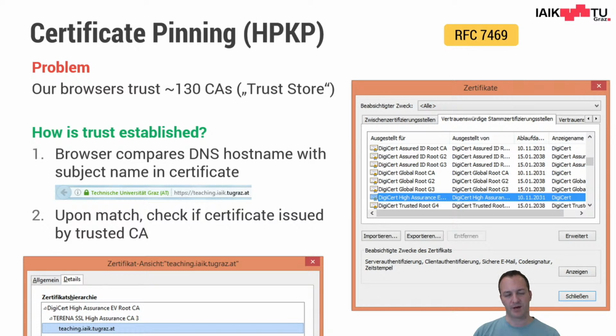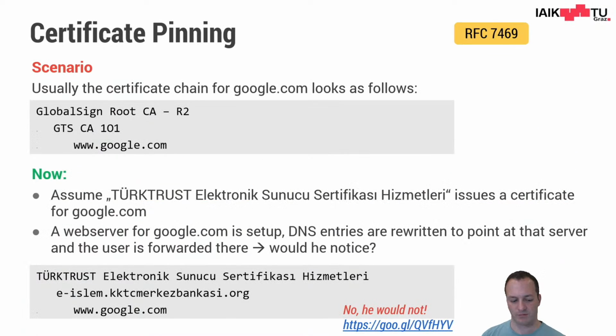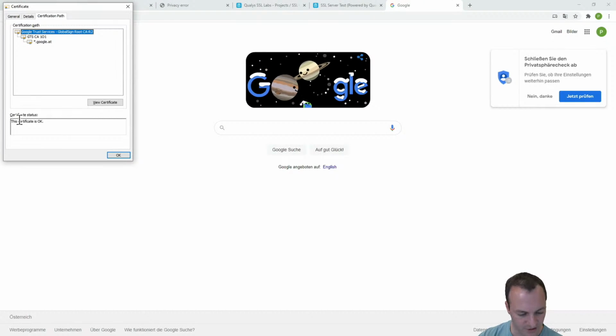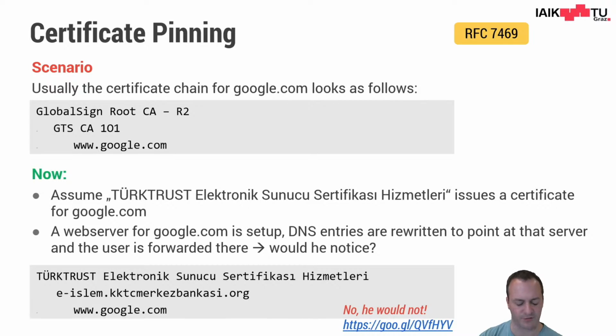And remember what we had at the very beginning of this lecture. First, the browser compares if the hostname you just called matches the name it sees in the certificate, and then the path is resolved. The problem is, usually, for example, the chain for Google looks like this. Instead of GlobalSign here, I just have Google Trust Services. They just renamed it.